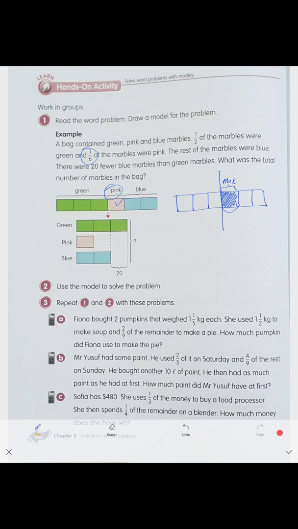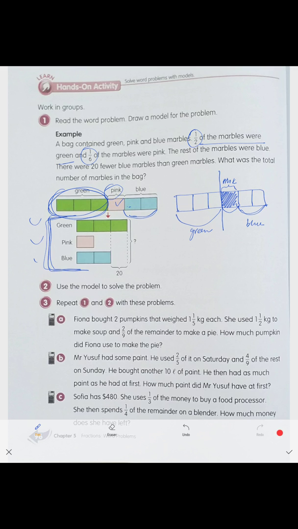Now half of it were green, and this is what they have, the green, 3 units out of 6, right? The leftover is blue. Left 2 units are blue. Okay, and this is when model drawing becomes useful, right?